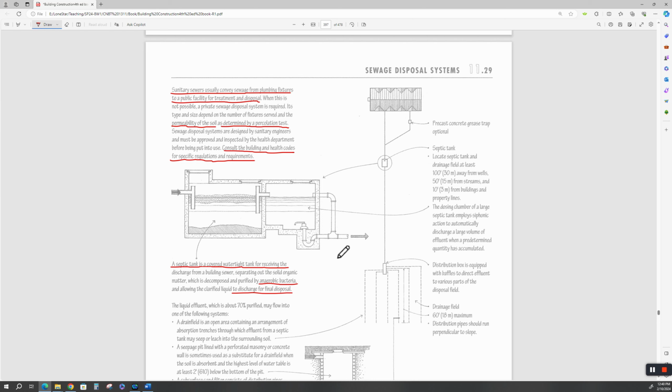Some codes will allow you to do certain things with that. Some will not. In some areas, they have outlawed septic tanks because of the population density and the area you have for a drain field. There are calculations that have to take place with your local health department to figure out, based on the percolation, and that's a fancy name for how water absorbent your soil is. You go do a percolation test.